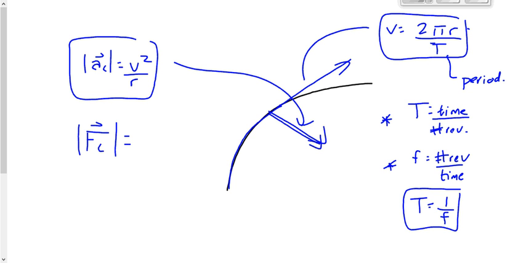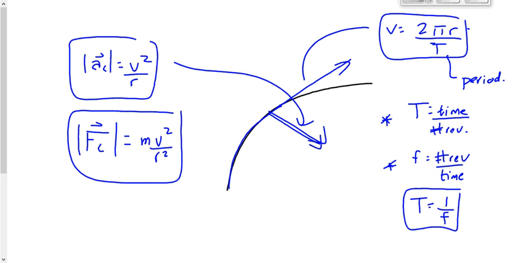Centripetal force. Well, we could say it's m times a, but if a is v squared over r, then m times a is m times v squared over r. That one's on our data sheet as well. What units, by the way, would centripetal acceleration be in? Meters per second squared, yeah. What units would centripetal force be in? Newtons, of course, right? Make sense?